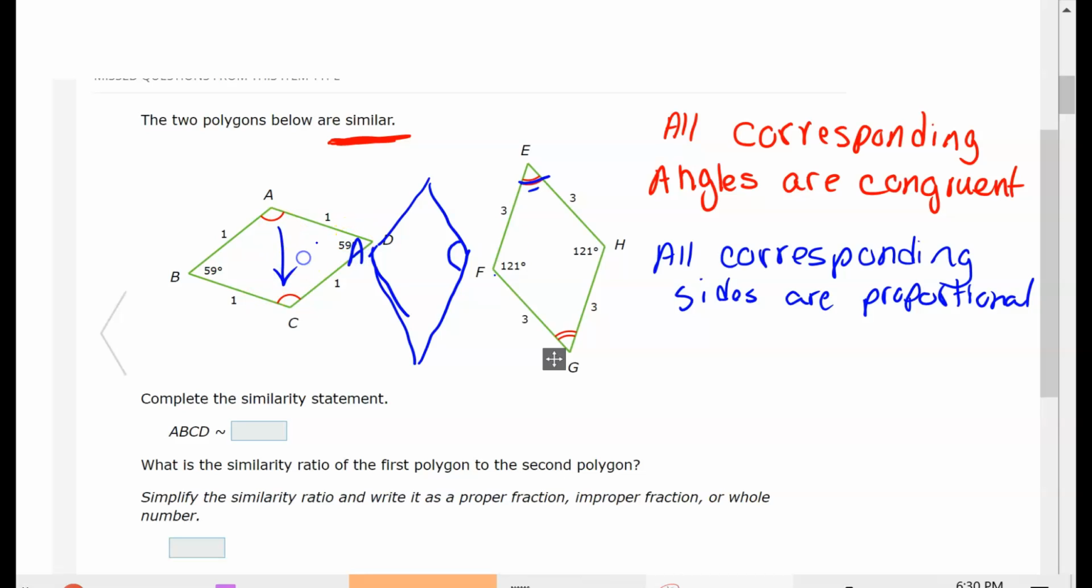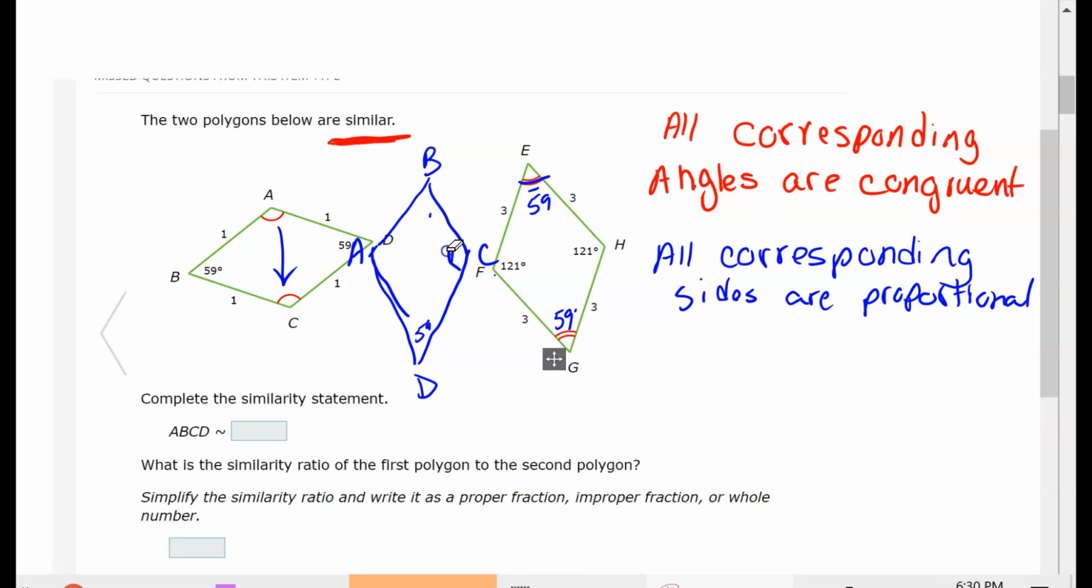So across from A is C, so this one has to be C. And between A and C at the top is B, so I'm going to put B at the top. Again, you could probably switch them at this point too, and it wouldn't matter. This is D. Because D is 59 degrees, that means this is also 59 degrees. That means this is 121 degrees, this is 59 degrees, and this is 59 degrees. You get the idea? That's what corresponding angles are congruent means.